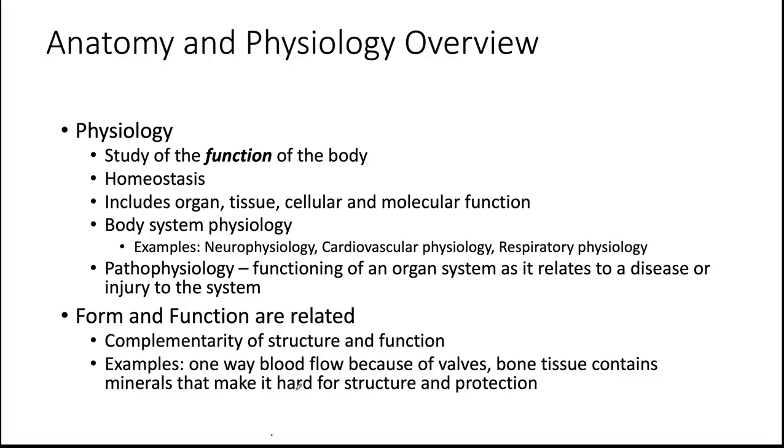So a couple of examples of this, which we'll see throughout the entire semester, is in veins, we have one-way blood flow because of valves that are present. And I'm going to show you a little more in the next slide about that. But another example is something as simple as bone tissue has minerals that are deposited so that it becomes hard. And that's because the purpose or the function of bone tissue is for structure, right? And to protect our internal organs.